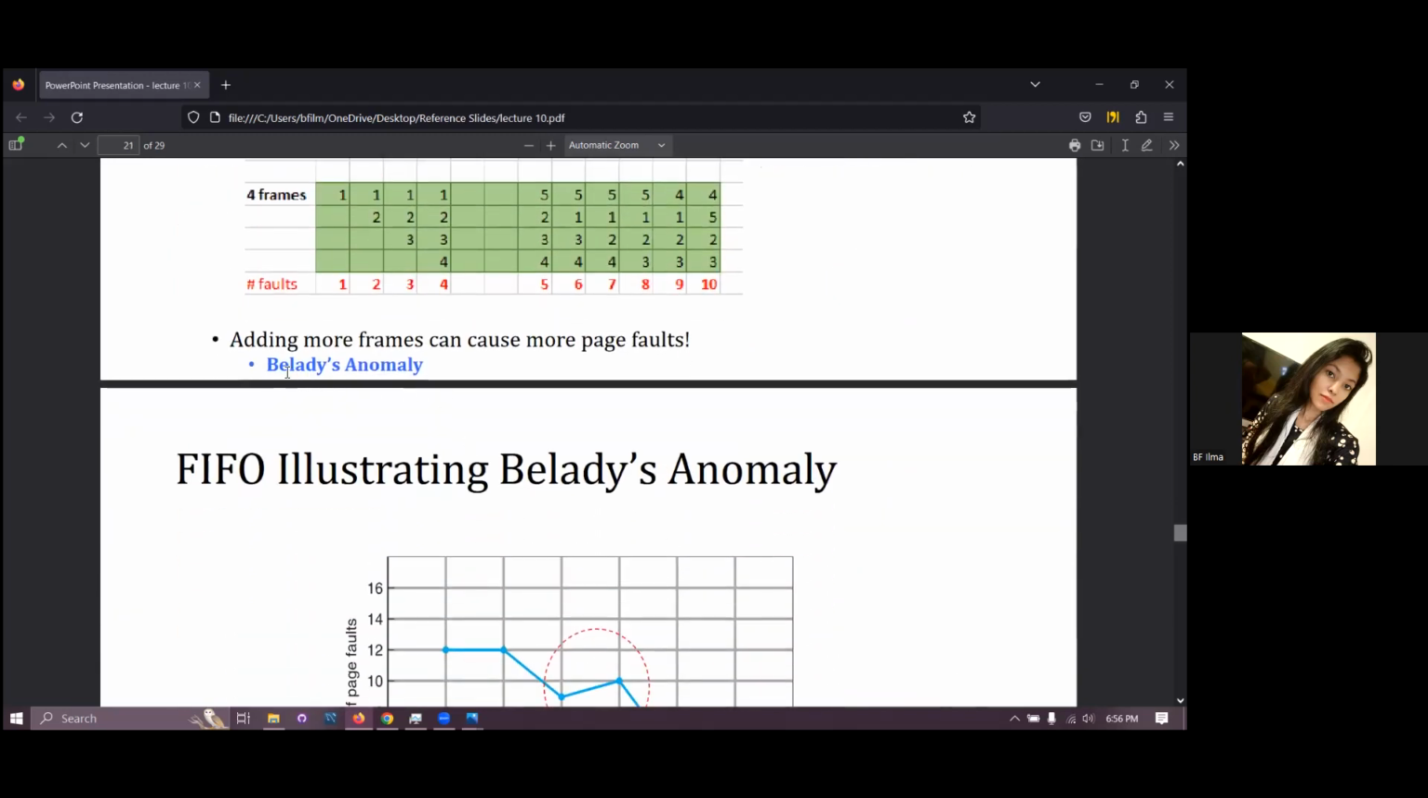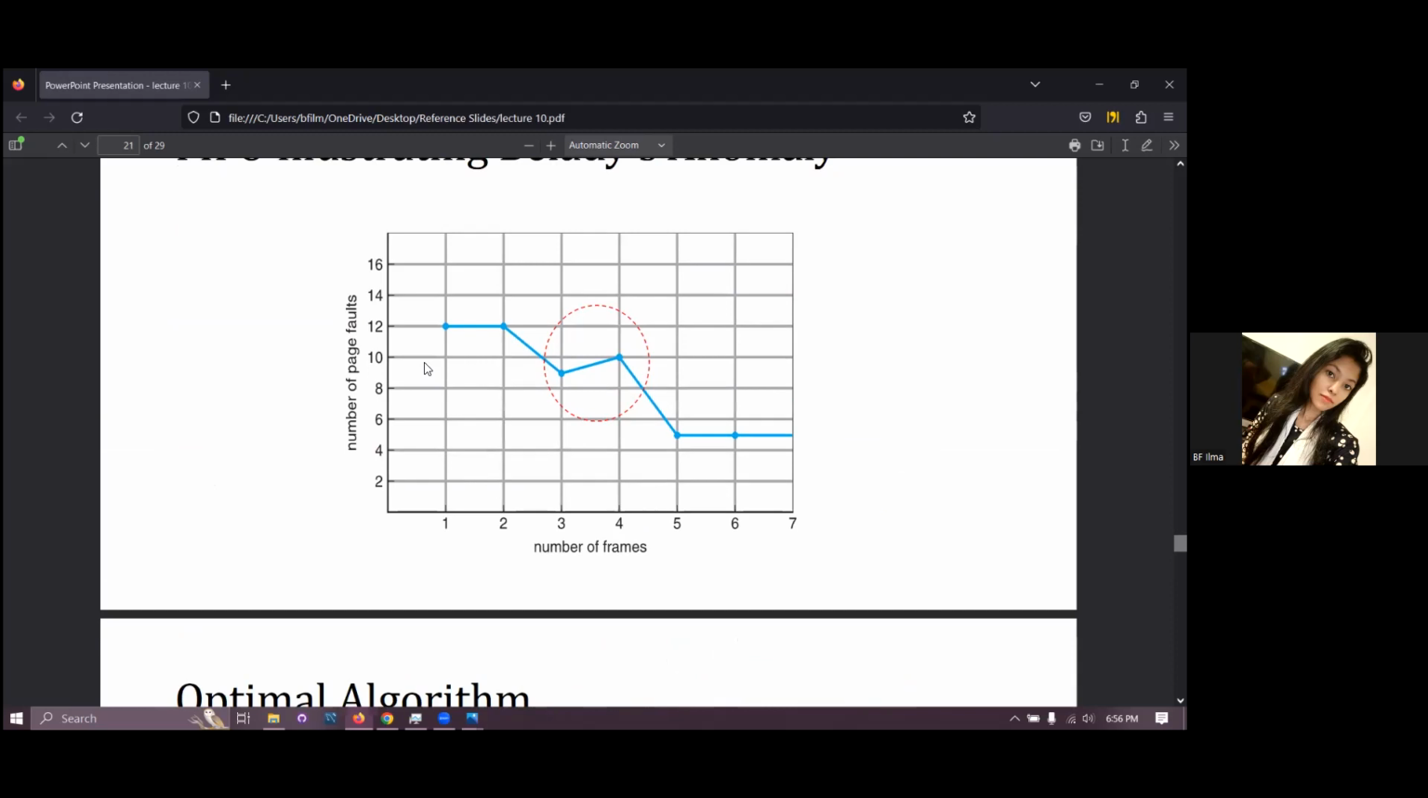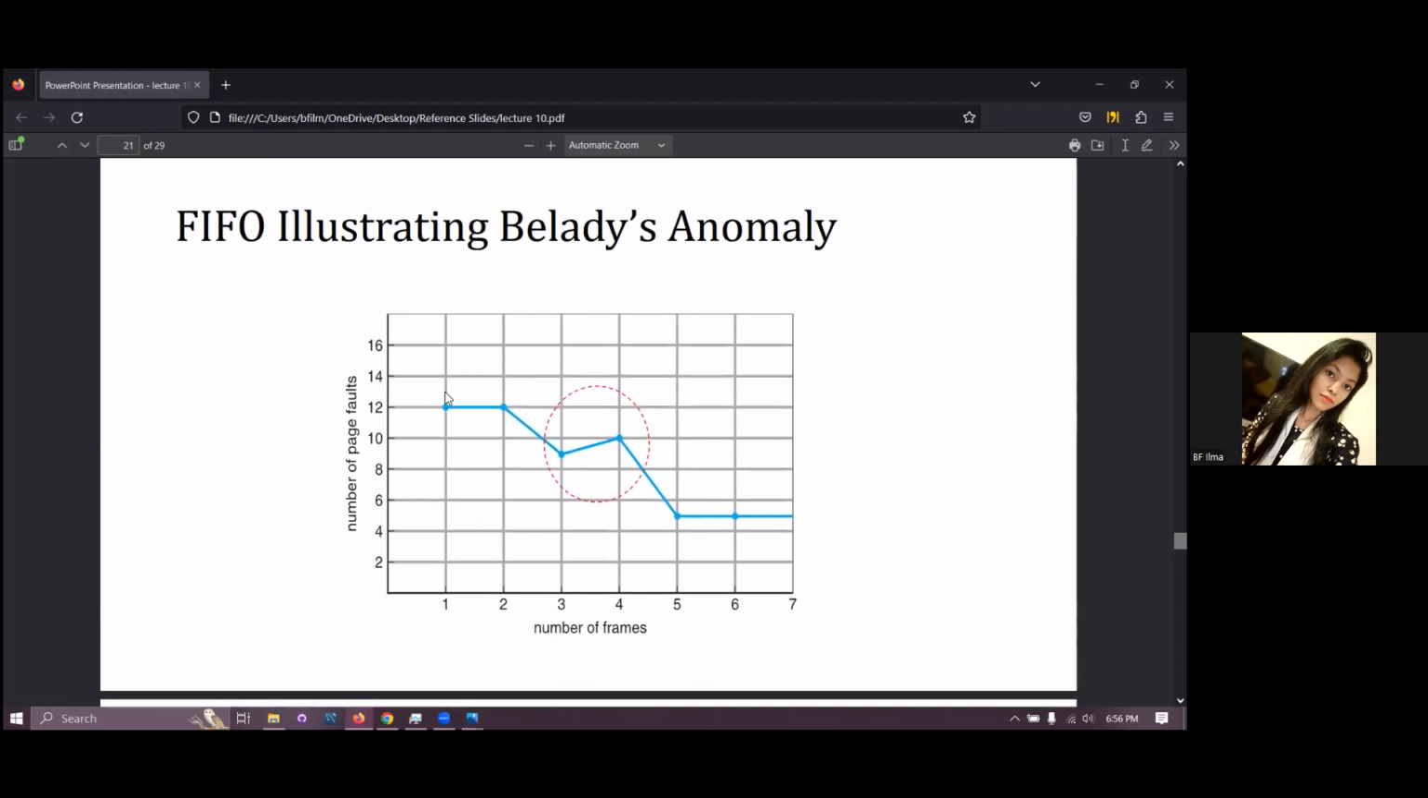There's something called Belady's anomaly that is happening in the first in, first out page replacement algorithm. It means that when you increase the number of free frames, you might assume initially that the number of page faults may decrease. However, it is not the case. Sometimes it may also increase.